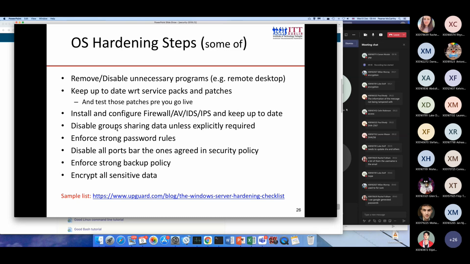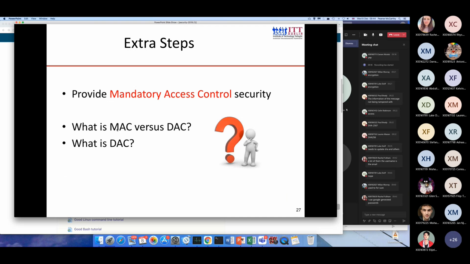All right. Don't just stick in a vanilla operating system. So the next thing is, well, that's all very well, but can we do more here? And the answer is yes. We could usually use a thing called mandatory access control. So there's mandatory access control and there's discretionary access control.